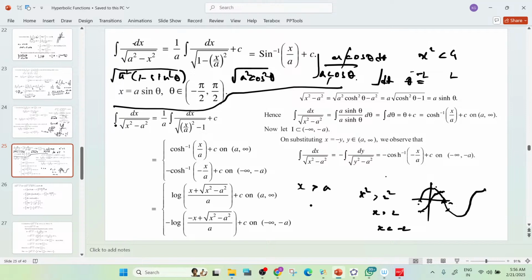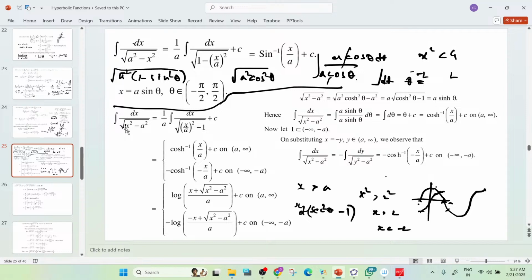So you can take x as secant theta. If you take x as secant theta, x square is a square into secant square minus 1, which gives a root of tan square. That way also you can go. You take x as secant theta, then dx will become secant theta tan theta, divided by tan theta. So the integral of secant theta you'll get, and you'll still be able to do this. Log of secant plus tan, you'll get the same result. Understood?